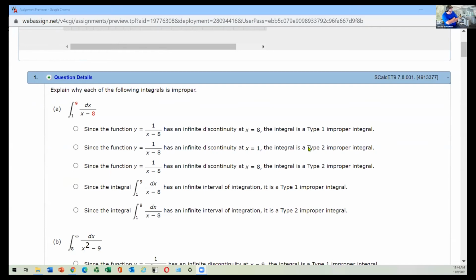Question 1A, type 1 or type 2? Type 2. Correct. Has it got a vertical asymptote in it? Yes. What's the bad value of x? 8. If you put that whole package together, you're looking at a type 2 at 8. So it'd be that answer.